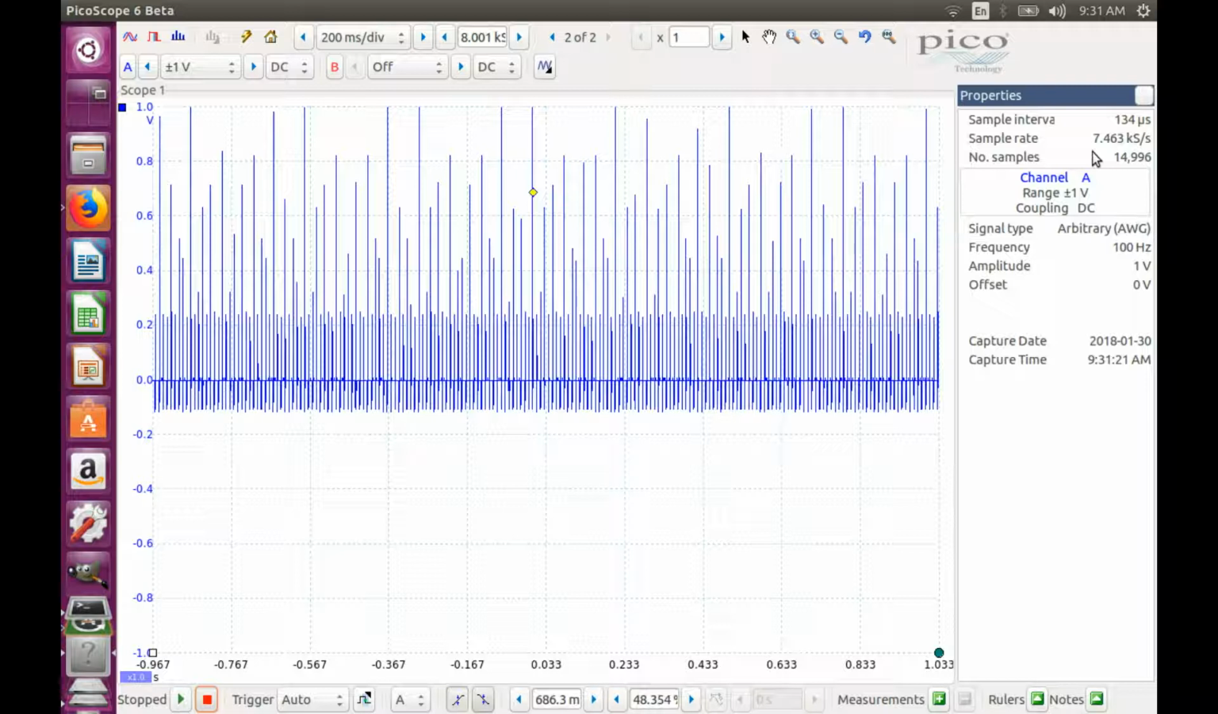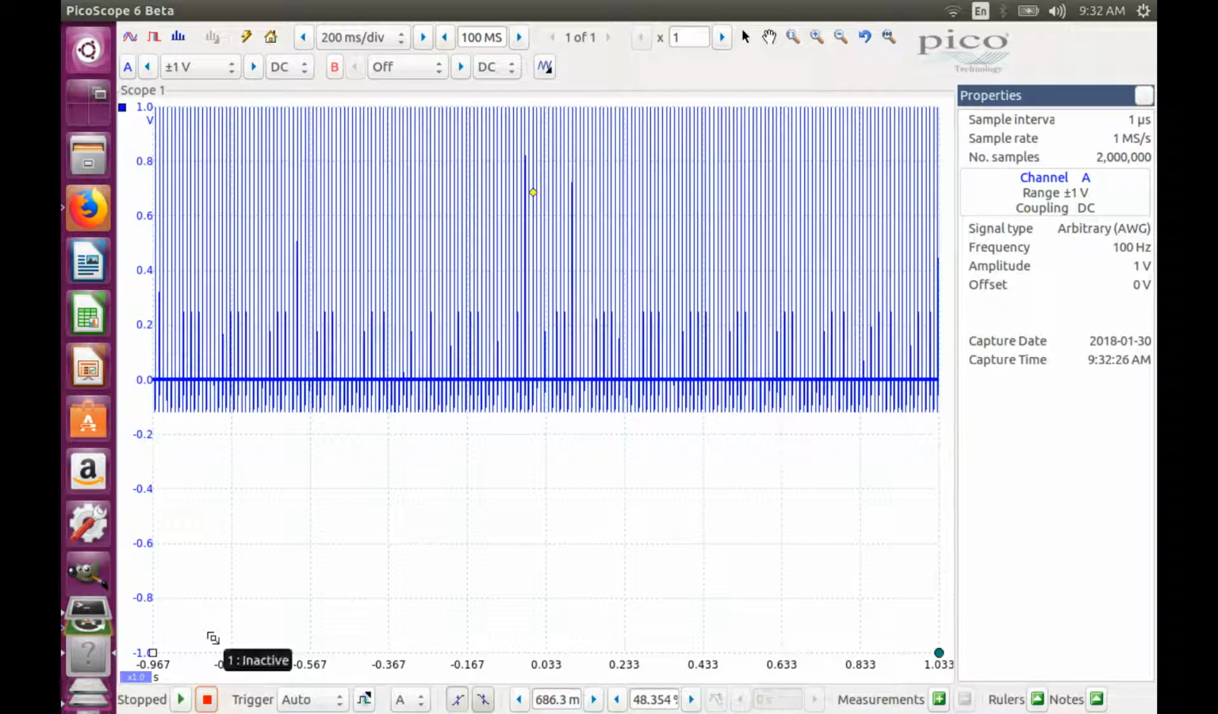But we do get only 7.5 kilosamples per second. That's not good. The reason for that is actually this setting, the number of samples here. We have to increase this value. So we can go, let's say, all the way to 100 megasamples. It will automatically cut it down as it sees fit. Let's redo the experiment.